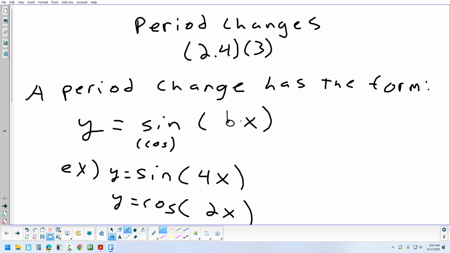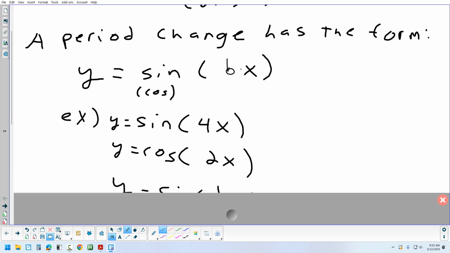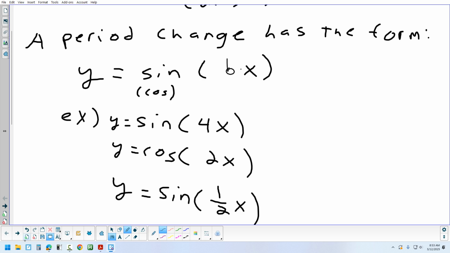So any transformation that has multiplication will always stretch or compress it. If it's inside, it'll do it horizontally. If it's out in the front, it would do it vertically. Okay. So these are all different examples of period changes.